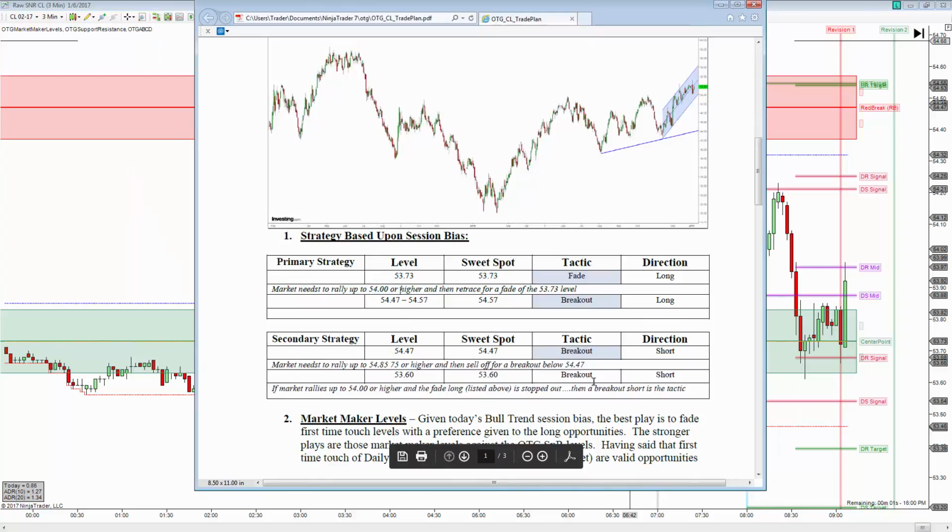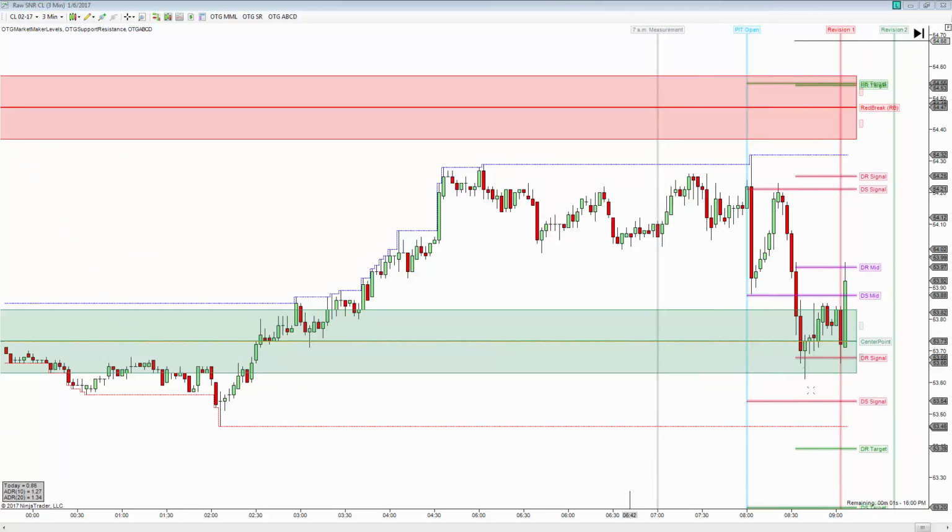We said on the short side that if the market rallies up to 54 or higher, then we would look to fade the fade long listed above, rather. So let me say this again. If the market rallies up to 54 or higher and the fade long, which is listed above, is stopped out, then a short on a breakout would be the next idea that we would take. So basically what we said is the market comes down, rallies. If it comes back, or if it would have taken us out initially, then we would look to get short.